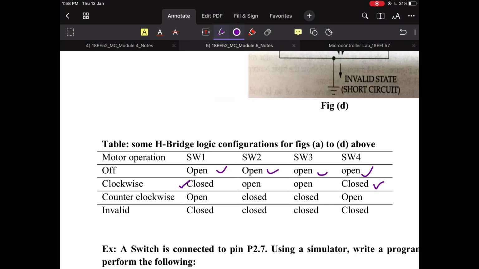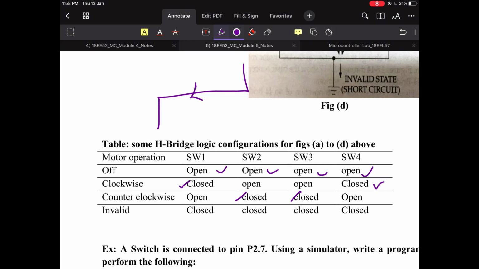Similarly, if you want to rotate the motor in anti-clockwise direction, switch 2 and 3 are to be closed. As discussed already, the current will flow in this direction through the motor. Current direction is reversed, hence the motor direction will also be reversed.